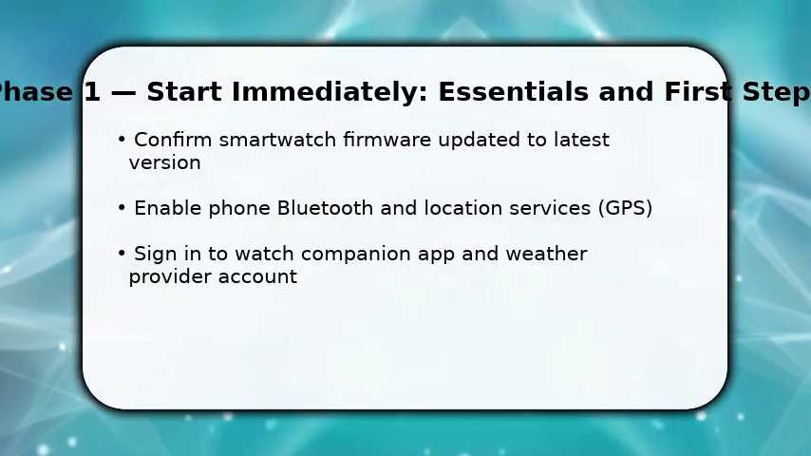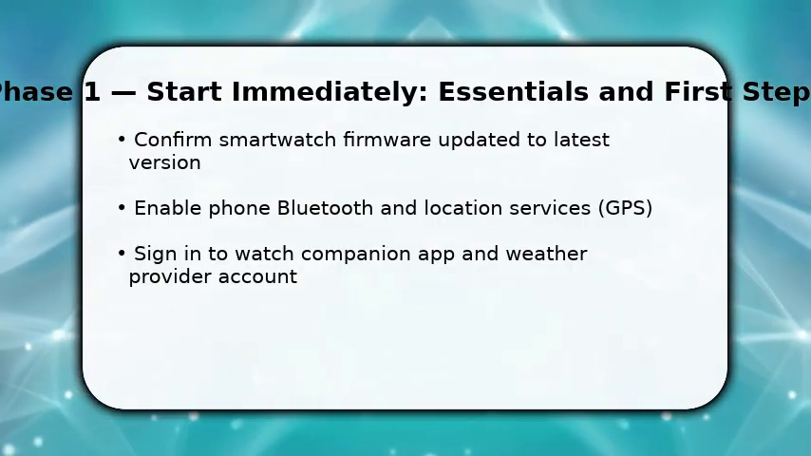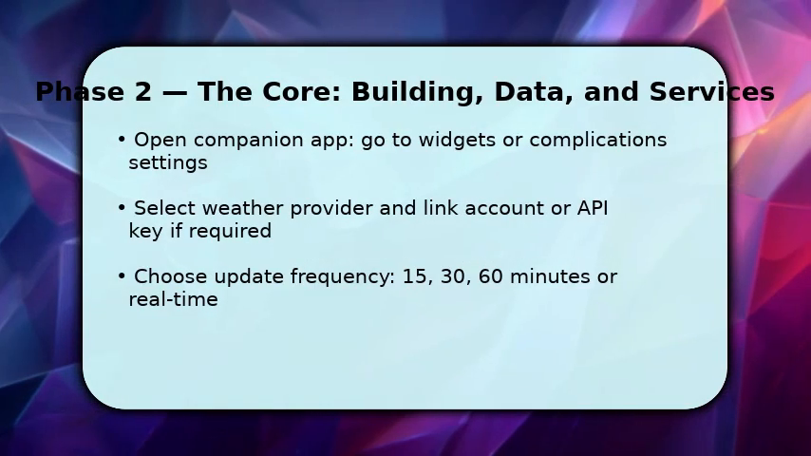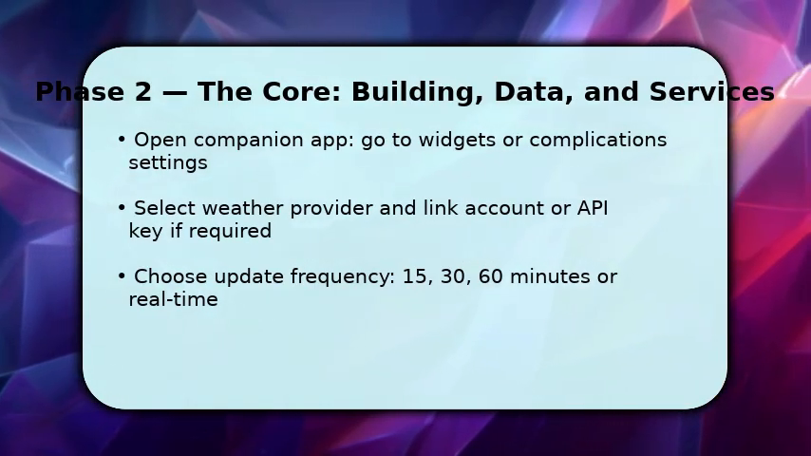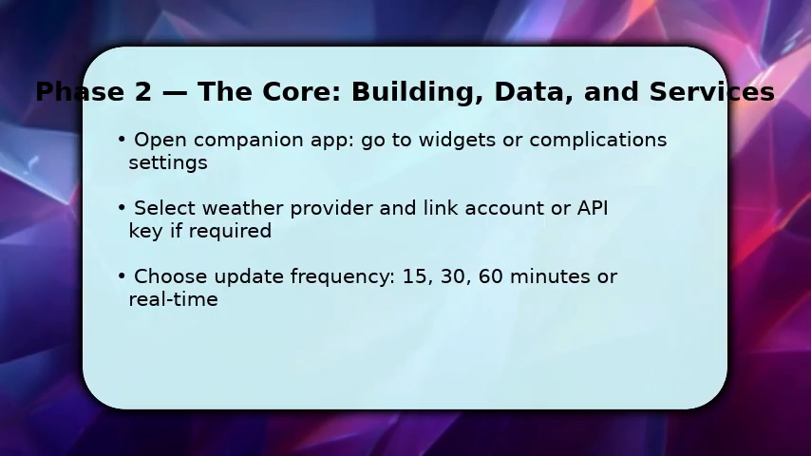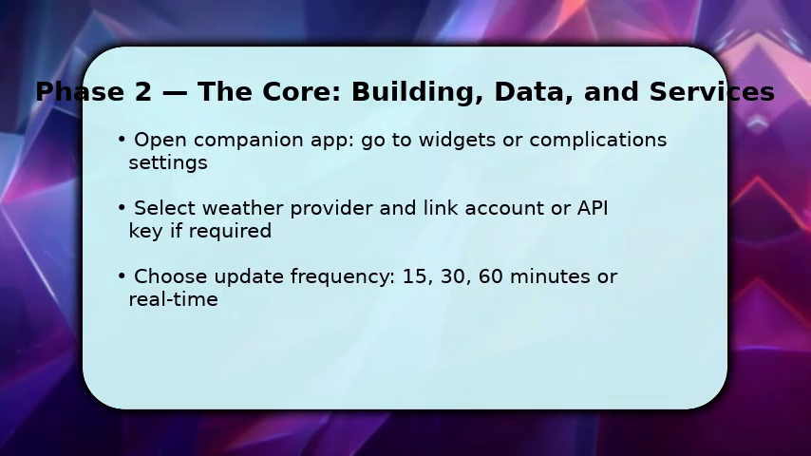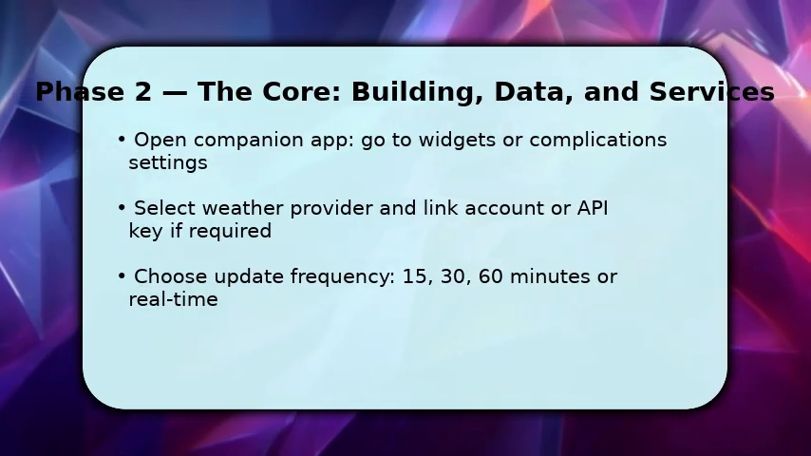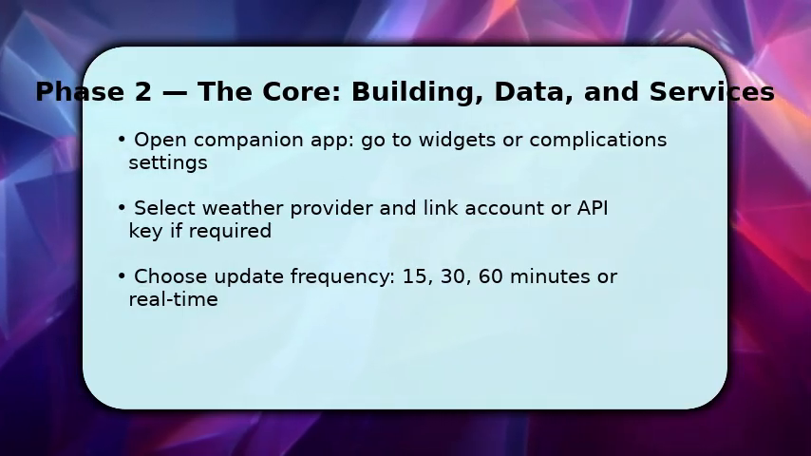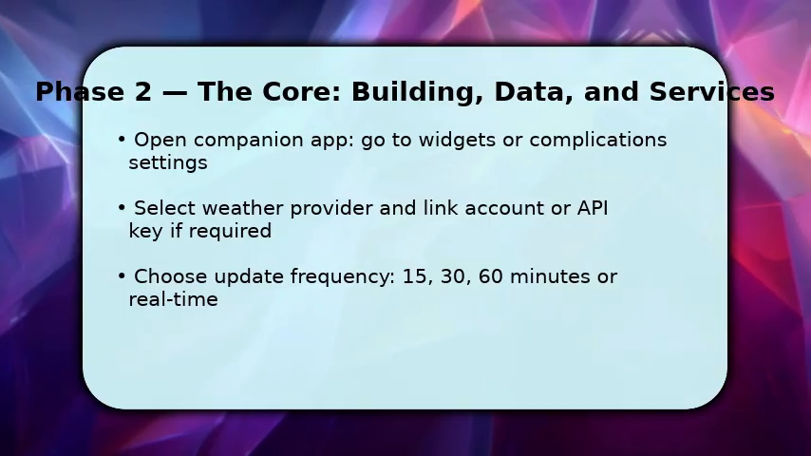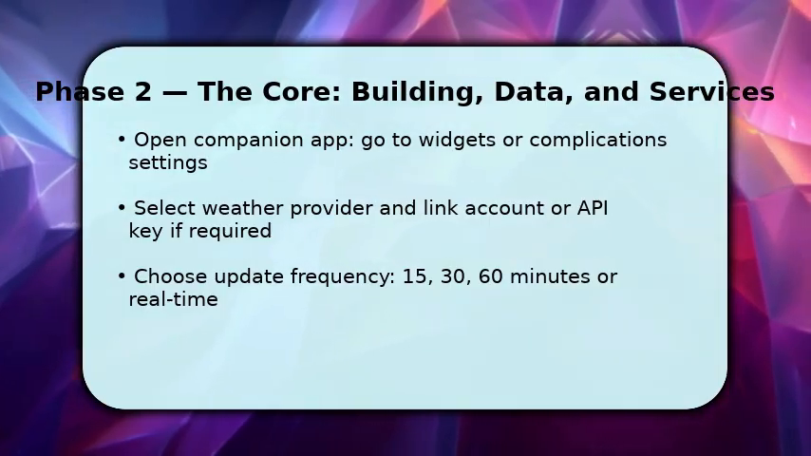Next, choose your preferred weather provider inside the app. You now link the weather service to the watch through the companion app settings. Tap Widgets or Complications, then select Weather and pick a provider. If an API key or account link is required, enter credentials now. Make sure you select the correct city or allow automatic GPS-based location so forecasts match where you are.